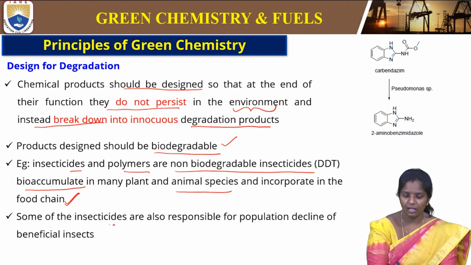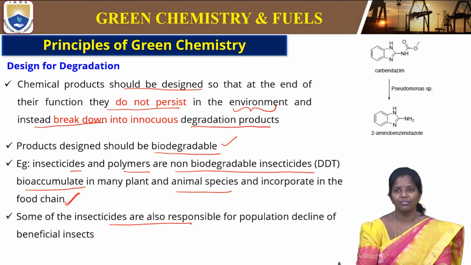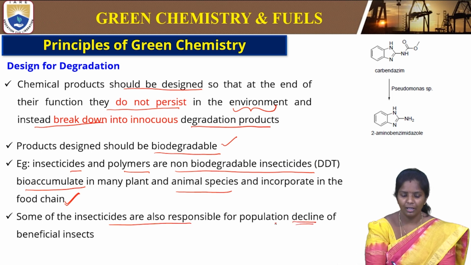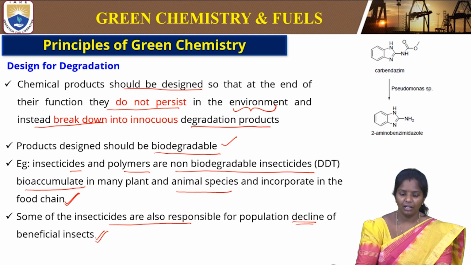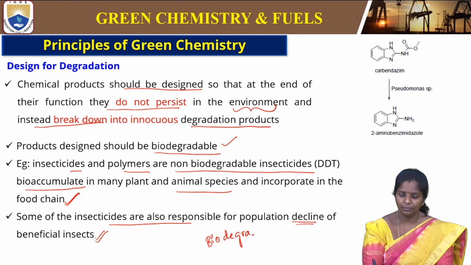So some of these insecticides are responsible for population decline of beneficial insects. For example, if we are spraying insecticides and that remains in the crop, the fields, that will reduce the beneficial insects, killing them. So it is very important to produce biodegradable insecticides.